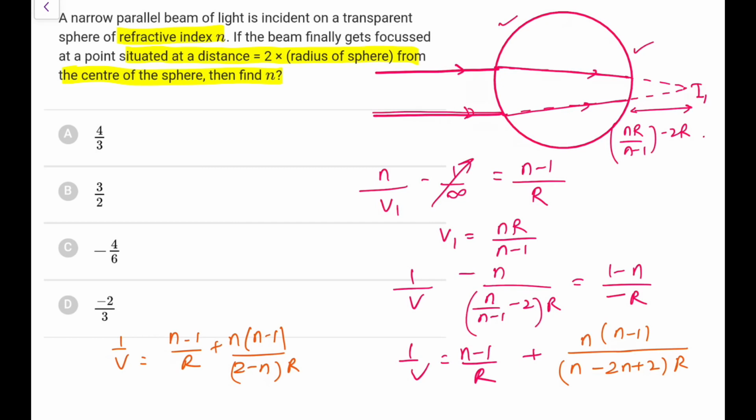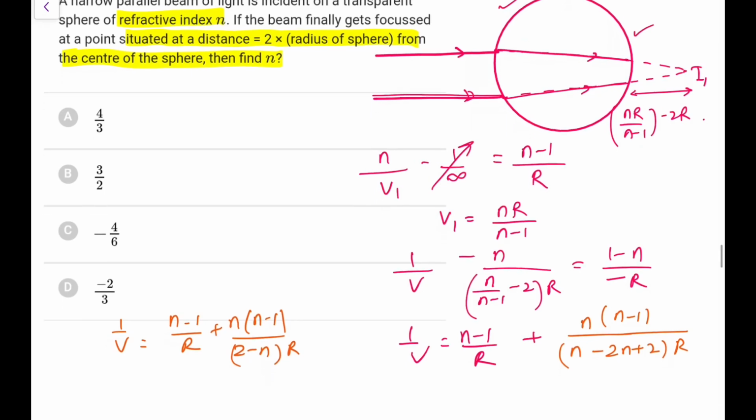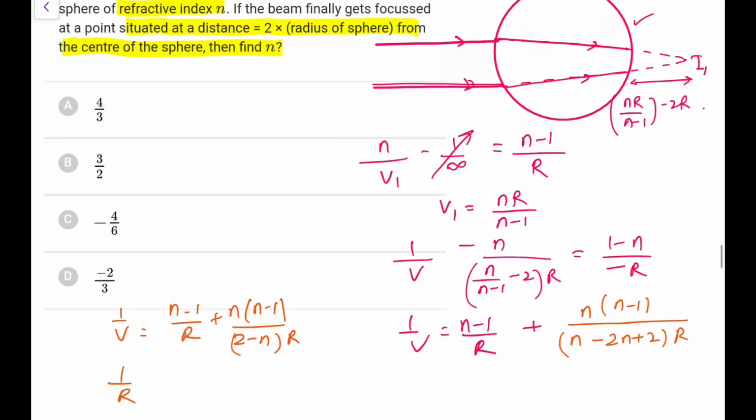What we are getting, this is not equal, this distance is given as 2 into radius of a sphere. That means this v is equal to r. So this v is equal to r. So now this is somewhat easier for us. I was searching what to do, but this is now simplified like this.